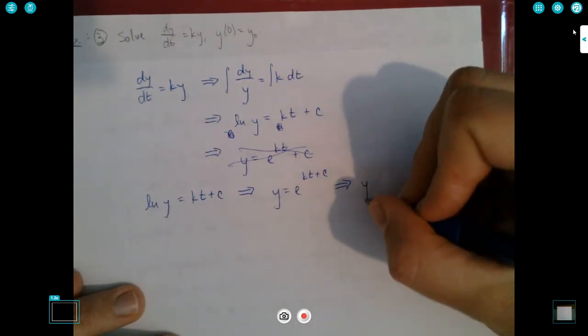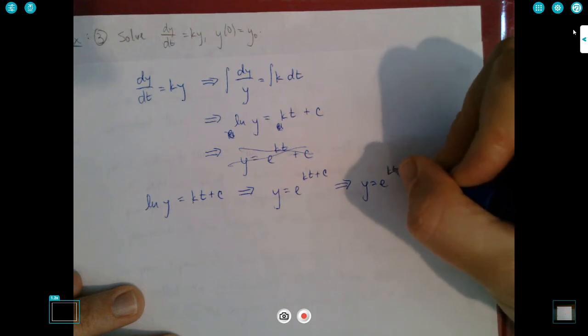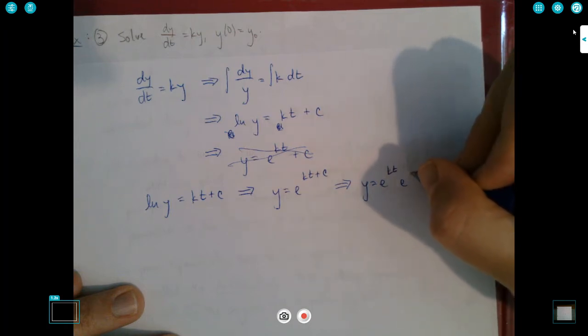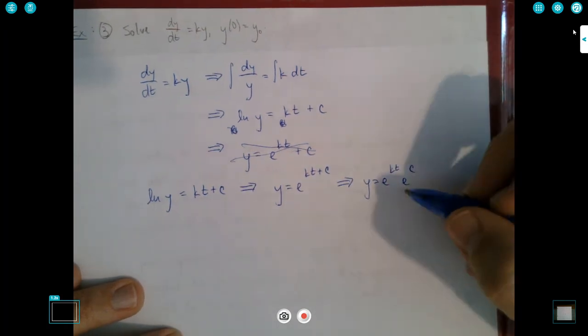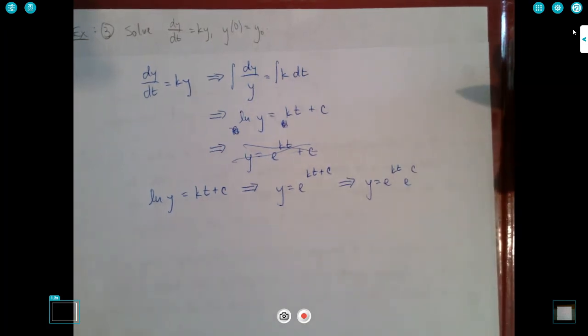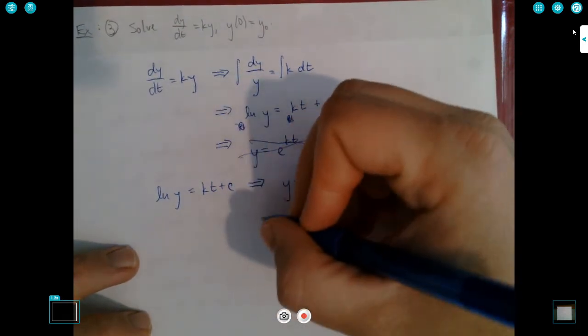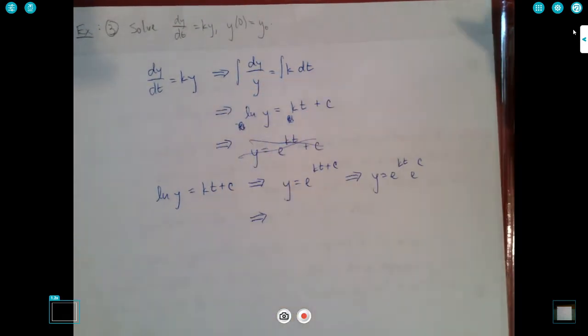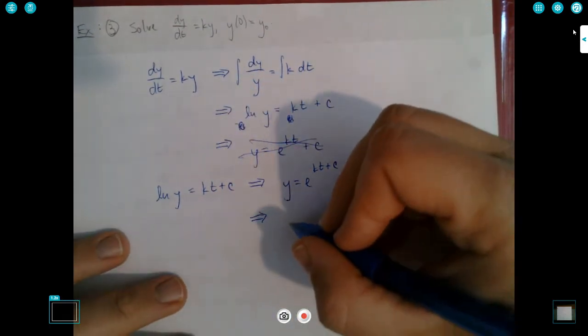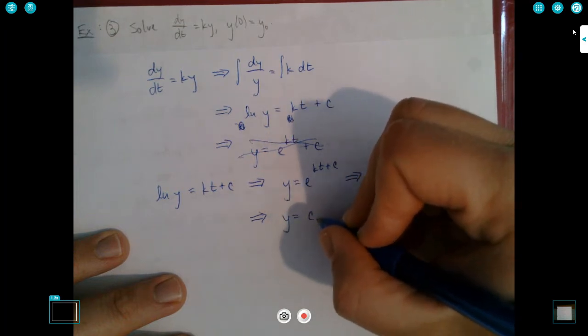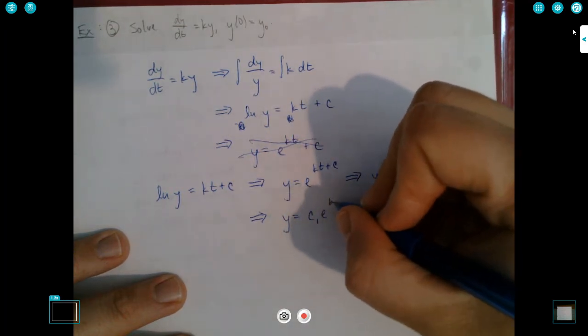So this means that y equals e to the kt times e to the c power. And e to the c power, we'll just call that a different constant. We'll just call it c or whatever. Or, I don't know, if you like, we can call it c1. So we can say y equals c1 times e to the kt.